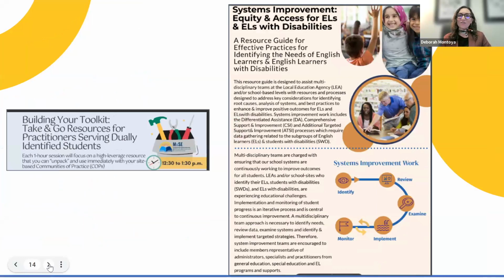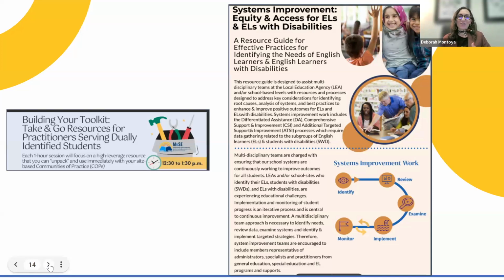However, today, our focal resource you see here, our infographic, session 5 of our toolkit. This is created as a resource guide for effective practices for identifying the needs of English learners and English learners with disabilities. Many of you are engaged in systems improvement work and assuring equitable and appropriate systems for our students, enhancing our own practices, and enhancing the service and support to our students. So, this focal resource, I'll be coming back to it and sharing resources that are also hyperlinked within it.